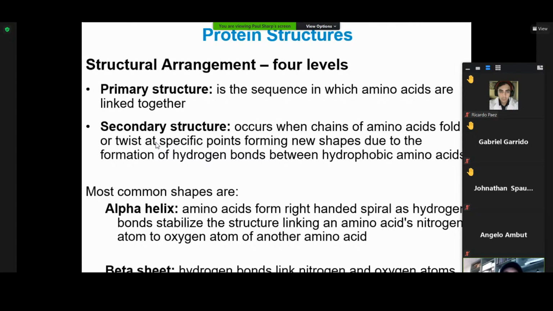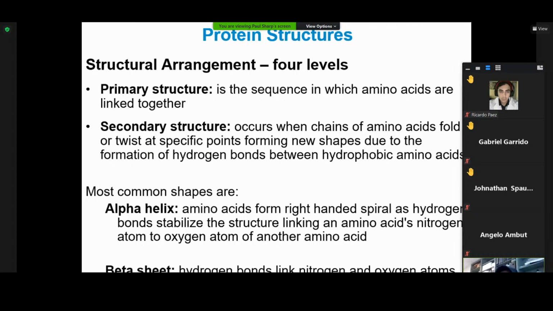So what we can do now is talk about the structural arrangement of proteins with regards to four levels. When we talk about the alpha helix and the beta sheet, these are considered secondary structure. So what is secondary structure? It occurs when chains of amino acids fold or twist at a specific point, forming new shapes due to the formation of hydrogen bonds between hydrophobic amino acids. Whenever we talk about our alpha helix and our beta sheets, that's secondary structure.